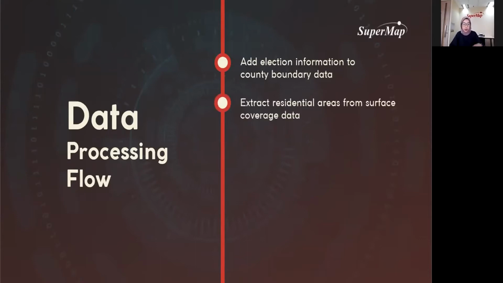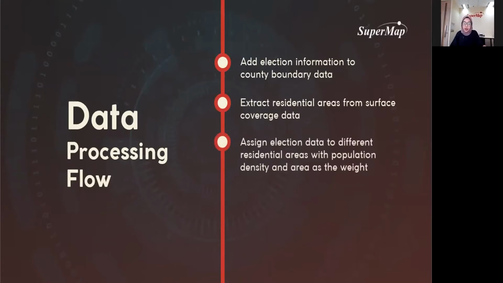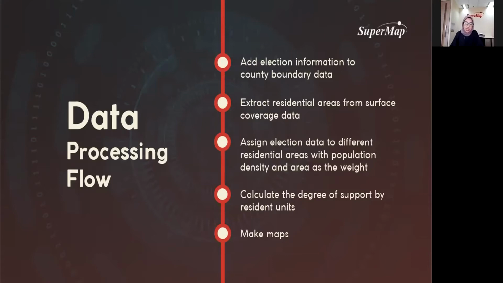And this is more details. So we will extract the residential areas from the surface coverage data, assign the election data to the different residential areas with population density and area as the weight, calculate the degree of support, and the last one is make maps. So maybe it isn't clear yet, but no problem. I will show you one by one step after this.